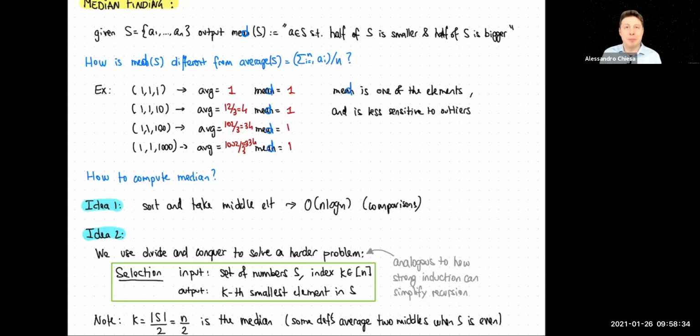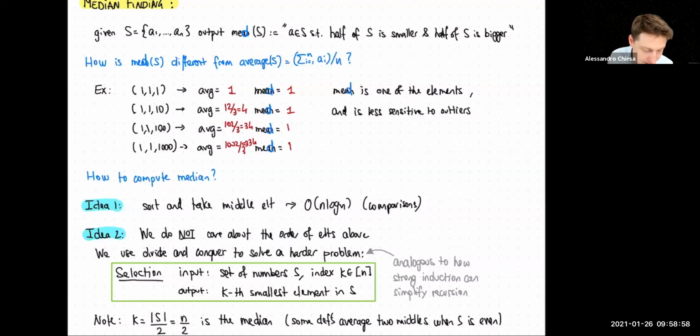Therefore, we may expect to do better than n log n, okay? And that is precisely what we're going to try to do. So I'll just write here, the idea here is that we do not care about the order of elements above and below the median, right? We just don't care.